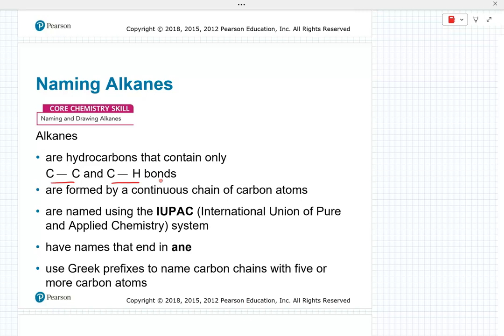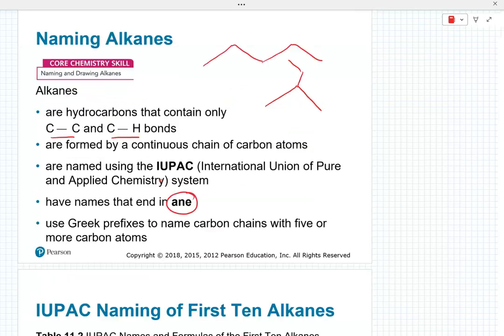So they are chain-like. They can be straight chain, well, chain like this. They can be branched. Okay? But nevertheless, all bonds are single. All their names end with -ane. And there are prefixes to indicate how many carbon atoms are found in each molecule.